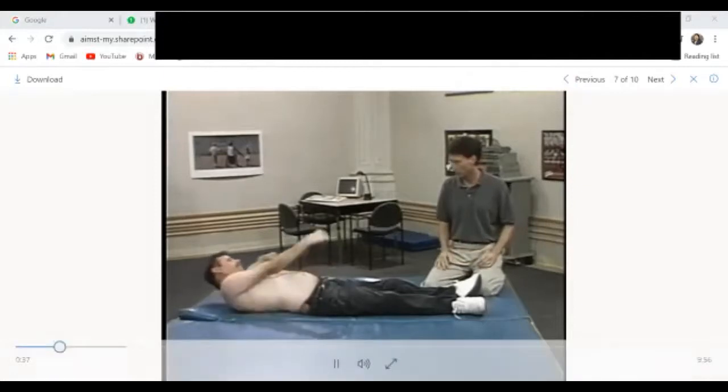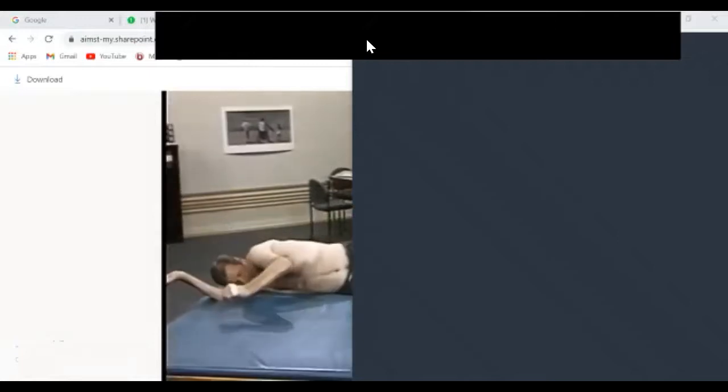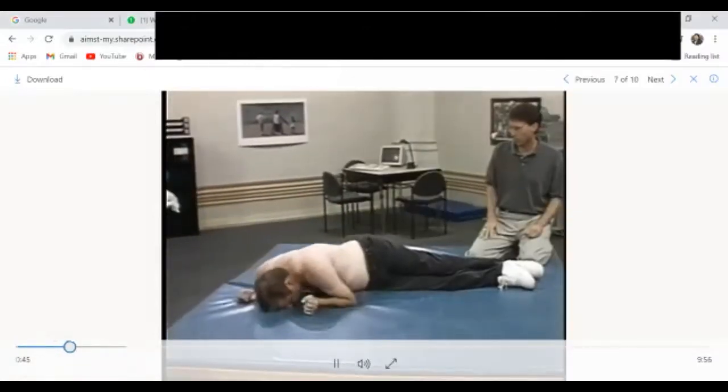So if you roll over to his left. This is a typical patient. It is not a model. If you could actually get up and put weight on both your elbows.